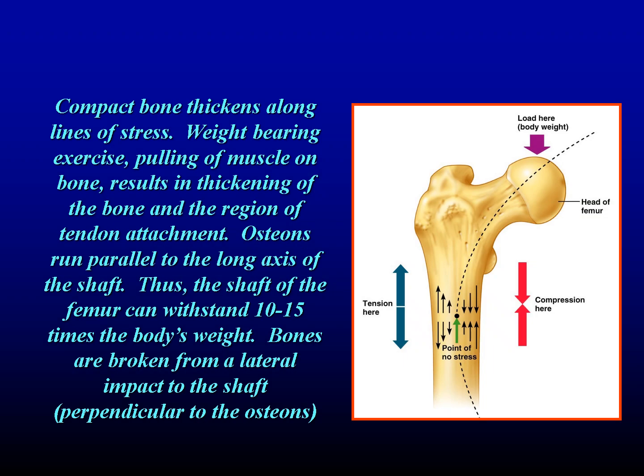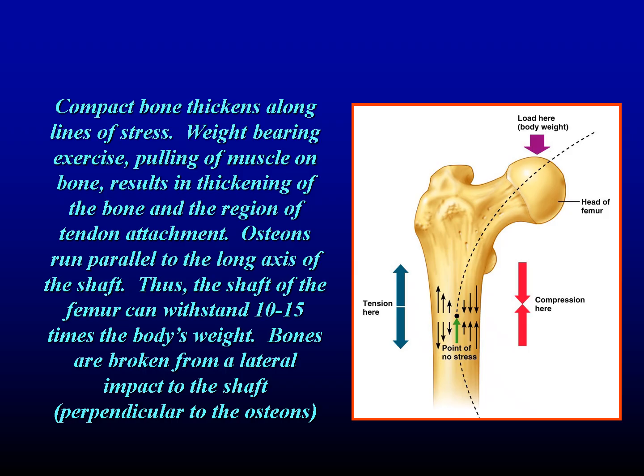All osseous tissue is dynamic and ever-changing in response to many stimuli. Compact bone, in particular, thickens along lines of stress. Weight-bearing exercise, pulling of muscle on bone, results in thickening of the bone in the regions of tendon attachment. In addition, long bones like the femur are subjected to bending stress from supporting the weight of the body.